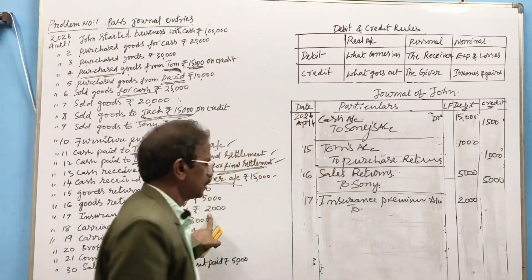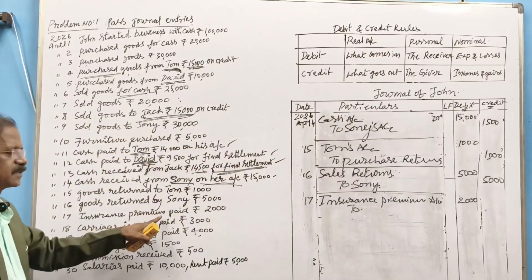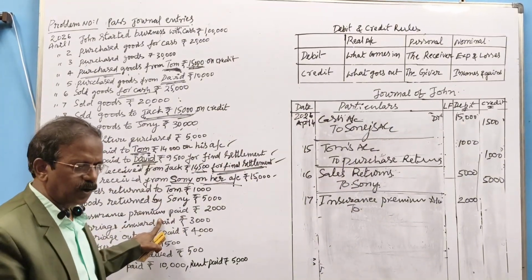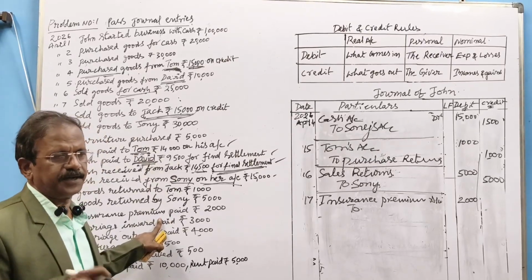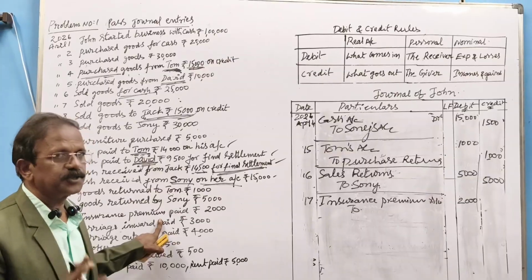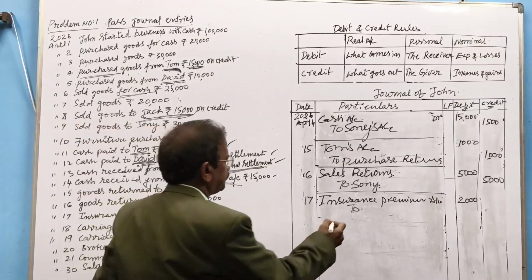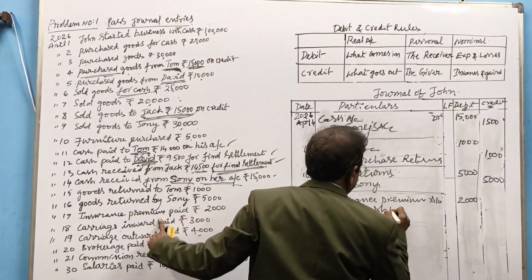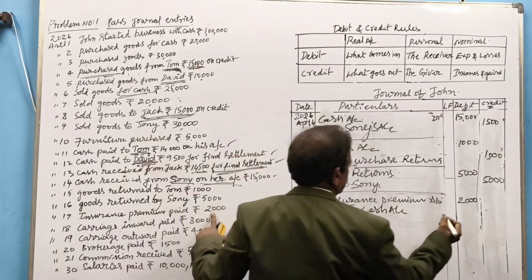What is going out? We should assume that cash is going out or our bank balance is reducing. Since I have not mentioned anywhere here bank, I am assuming that cash is given, to cash account 2,000.